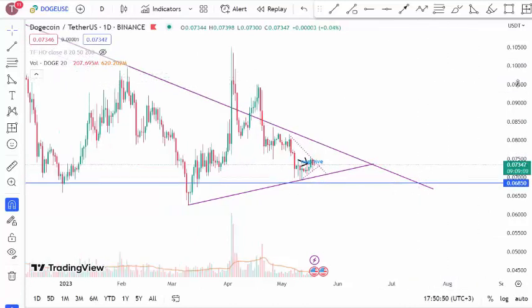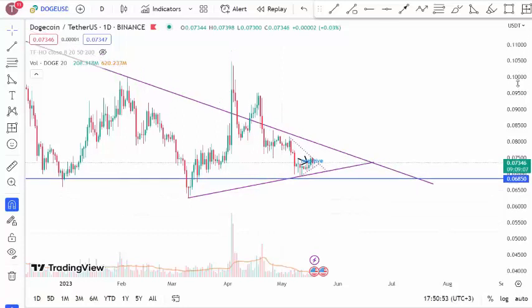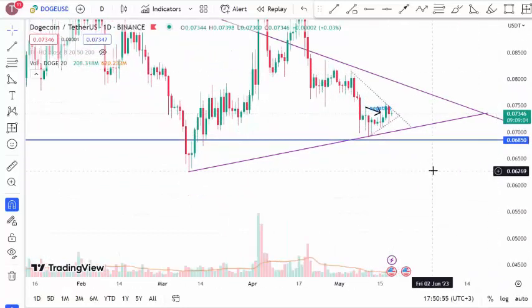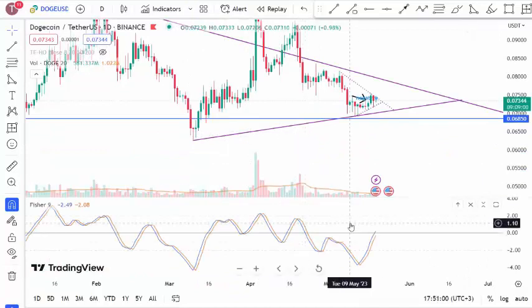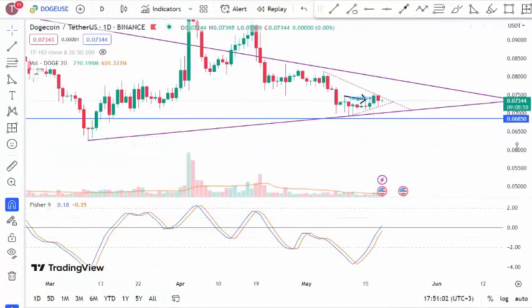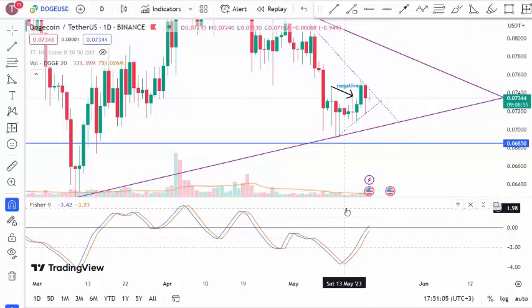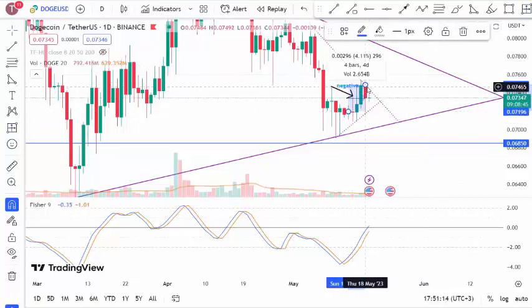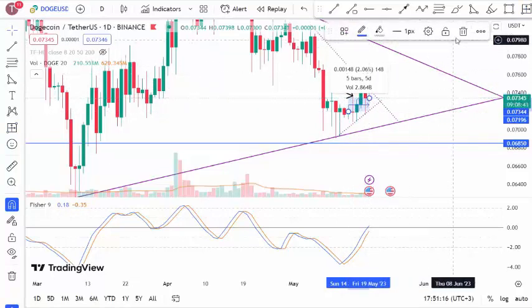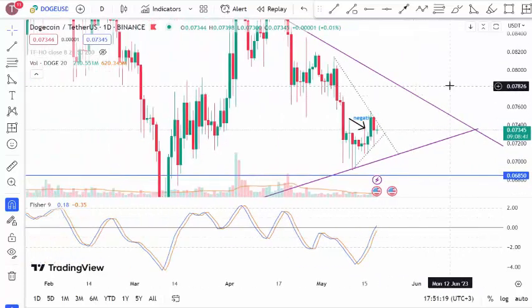Furthermore, if we gradually examine our indicators, looking at the Fisher indicator, it provided a buy signal on May 13th with a breakout and the price made a minor upward move from that point. If we look at it approximately, we can say that there was a 4% increase when we bought from this region. Currently, we see that it is at a 2% level.